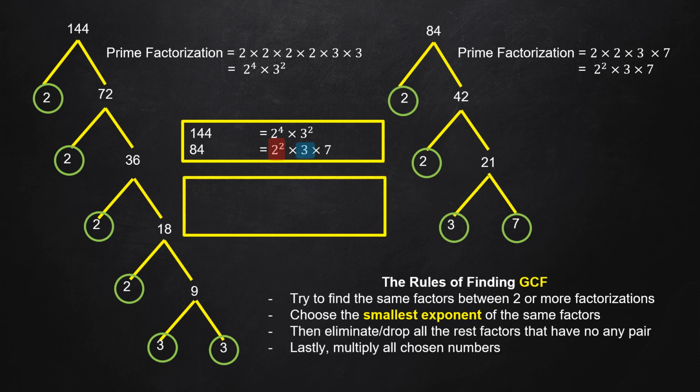Last, multiply all chosen numbers. So it's only 2 squared times 3. 2 squared is 4, 3 is 3, and just multiply it. It equals 12.